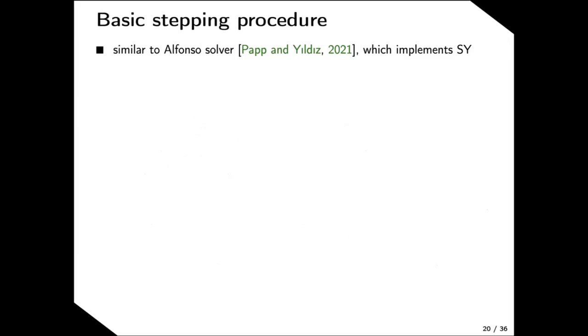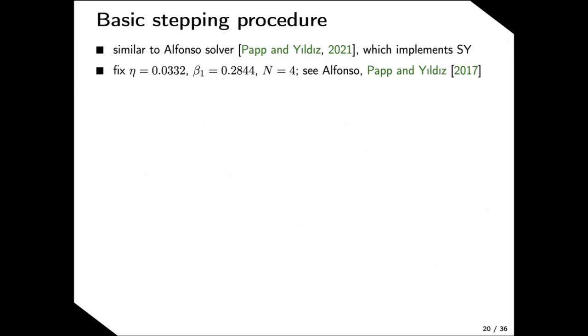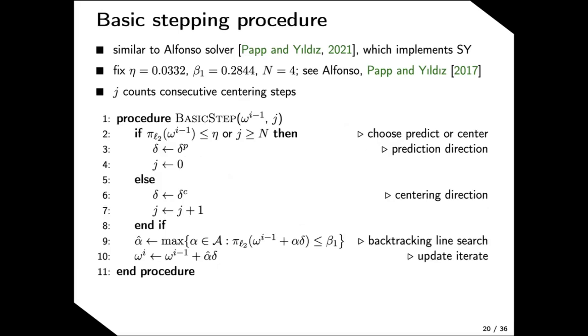So now we're going to describe the basic stepping procedure that is proposed by SY and implemented by Alfonso Solver. So we fix some values of parameters, and we let J count the number of consecutive centering steps just before the current iteration. And this basic stepper looks like this. So on line 2, we choose whether to predict or center. If we're very close to the central path, or if we've just taken more than 4 centering steps, then we do a prediction direction. Otherwise, we compute the centering direction.